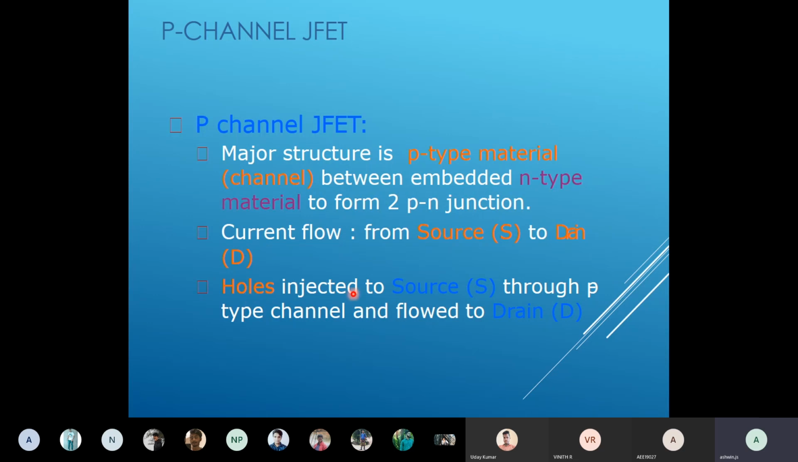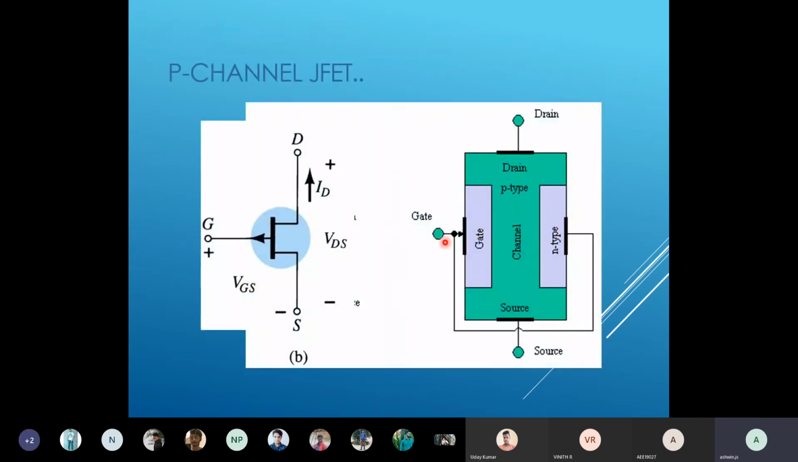Here the majority carriers are holes only, so conduction will occur due to the holes which are injected into the source, flow through the P channel and go to the drain. So this is the source and this is the drain. The current here is quite opposite. Everything will be done by the holes and the direction will be quite opposite to your N channel. So this is the structure of your P channel JFET.